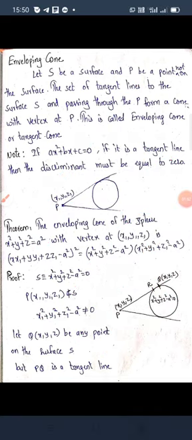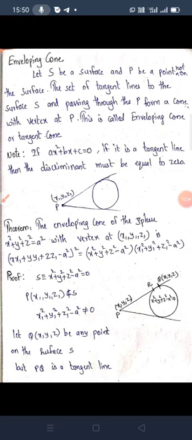What is the definition of the enveloping cone? Let S be any surface and P be any point not on the surface. Draw the tangent lines to the surface from the point. It forms a cone. This cone is called the enveloping cone.